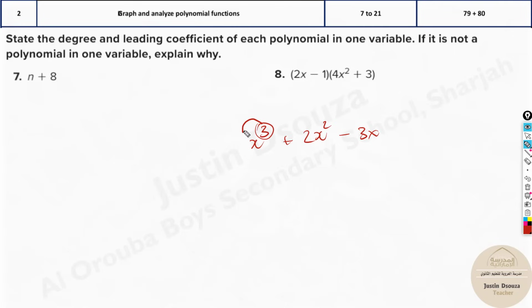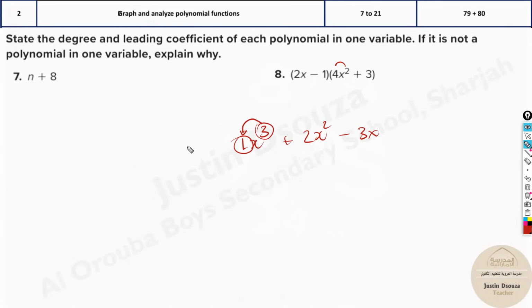What is the number beside it, the coefficient of the highest degree? Over here, there is nothing. That means it's 1. So the leading coefficient is 1. Over here, you can see the leading. Okay, this we will come to in a minute because we have to multiply this and then solve it up.